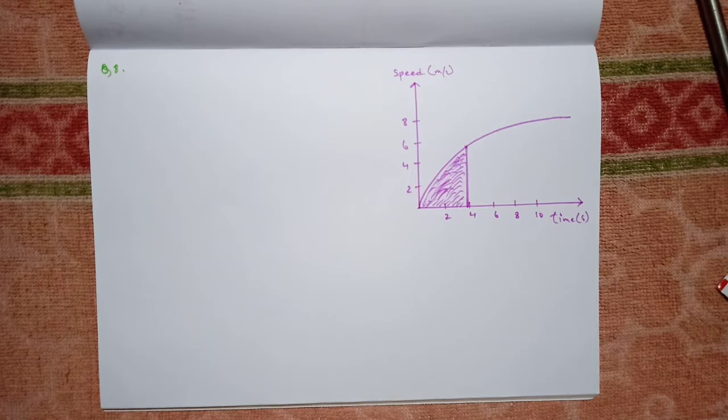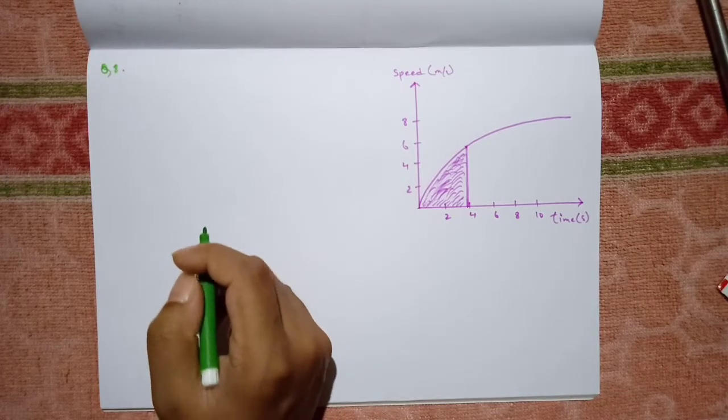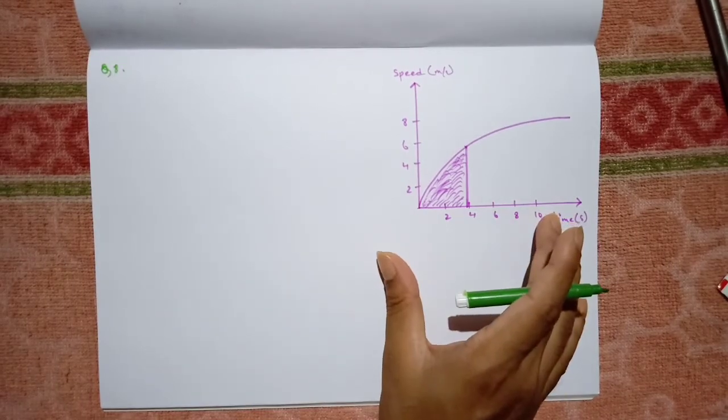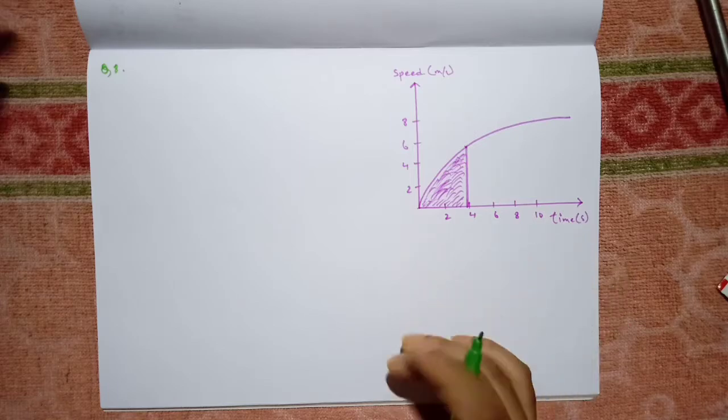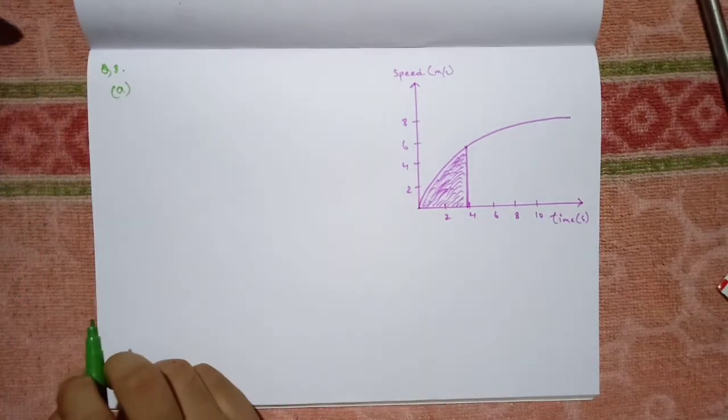So from first the number A, it is asked find out how far does the car travel in the first 4 seconds. Then shade the area on the graph that represents the distance traveled by the car during the period. So as we can see, I have drawn the graph earlier, so it will be easy for you to understand. So let us solve the A first.